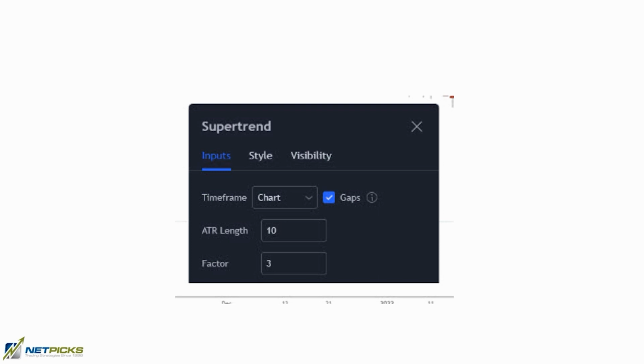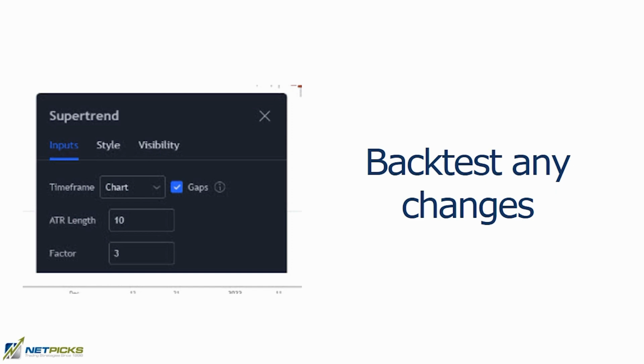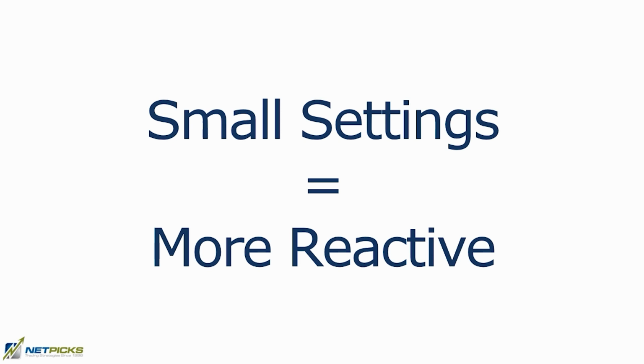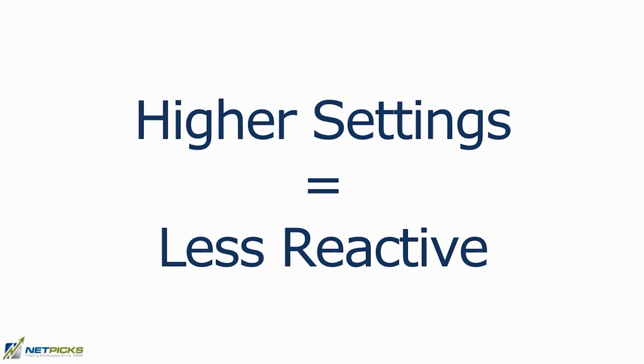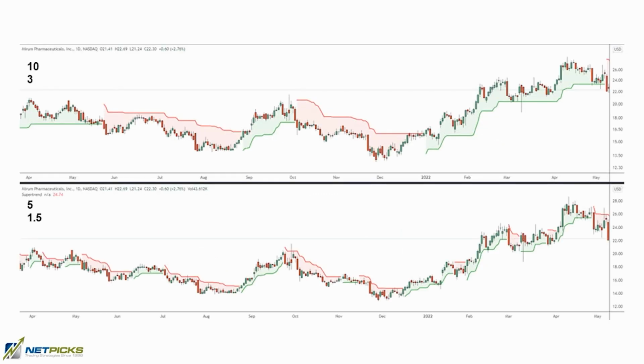Now, let's just say it. There is not a best setting for this indicator or any indicator. And again, any changes that you make to the indicator, you must back test it before you use real money. When you have a smaller setting, the indicator is going to be more reactive to price, which means more signals. Higher settings, it's going to remove some of the noise from the market, but that's at the risk of less trading opportunities.